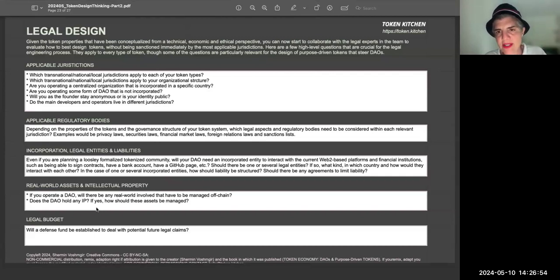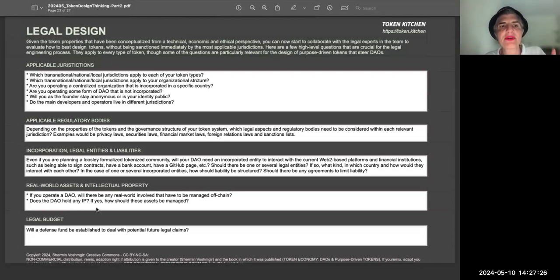You will need to have money to hire those lawyers if you want to create a DAO and not have any legal problems in the future, or avoid them as much as you can. Related to this question, will you as a founder stay anonymous or will your identity be public? I don't think long-term anonymity is possible, but that might influence certain decisions if you want to do things that are not well regulated or whatever.